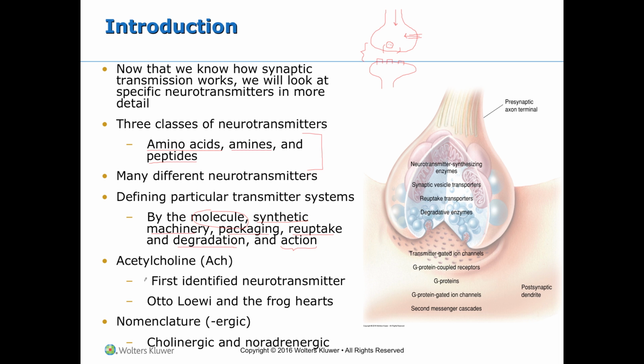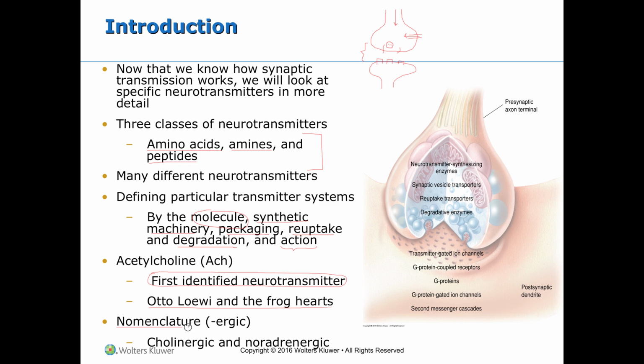So the first identified neurotransmitter was acetylcholine. And again, as a brief review from last chapter, this was seen through Otto Loewi and the frog heart experiment, where he stimulated the vagus nerve and found that the heart in the saline solution with the vagus nerve attached decreased its heart rate. When he took that solution around that heart and moved it into a second jar with a second heart with a non-connected vagus nerve, the heart was seen to slow down as well.